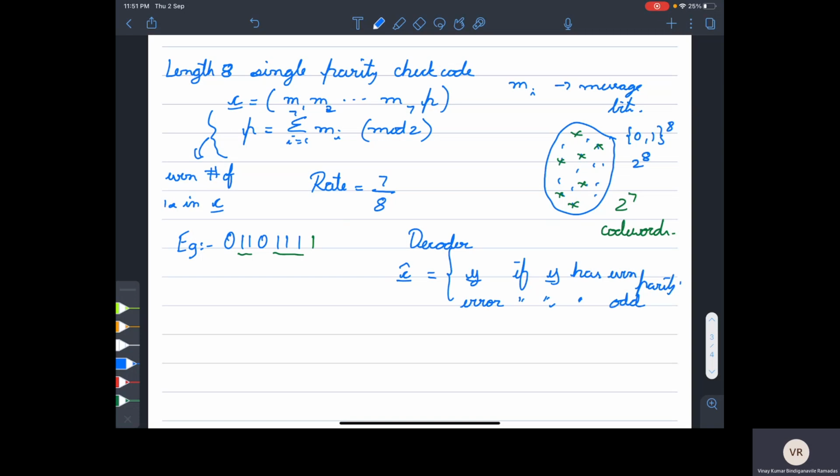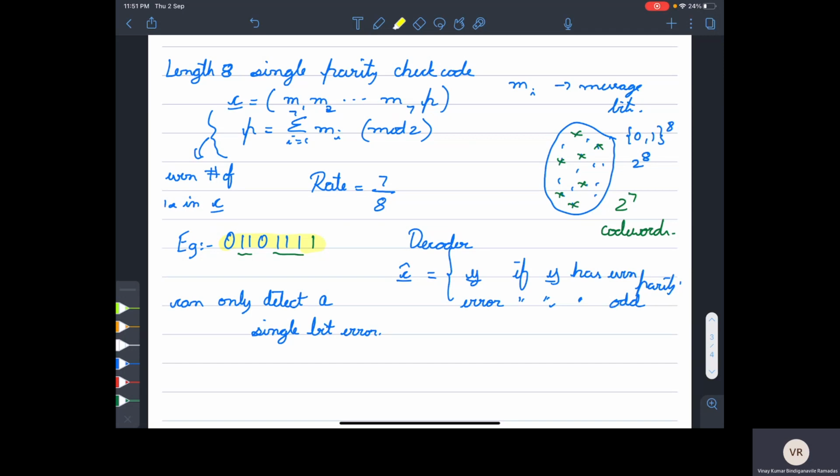So now, notice that this code can only detect a single bit error. If there is a single error in any one of these positions, that is, one of these bits is flipped, then the parity equation is not satisfied, and hence you can detect whether there is an error or not. However, you cannot correct the error.